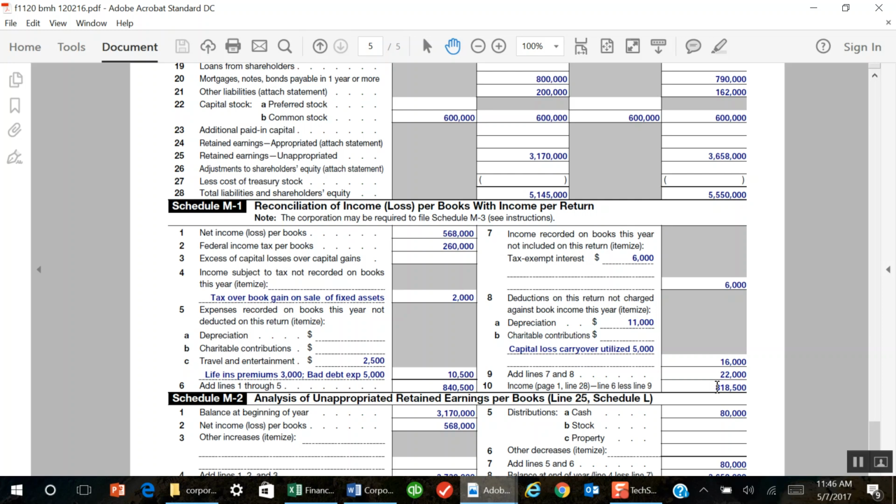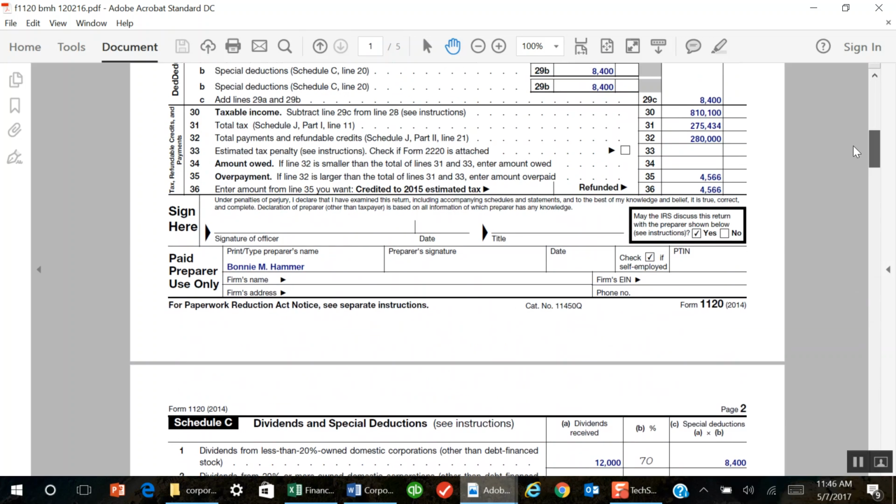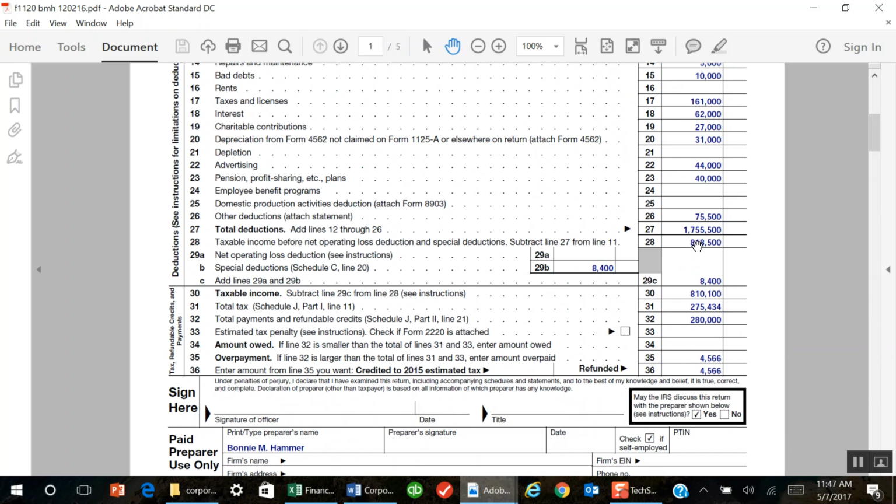And whatever's on line 10, that has to tie to page 1, line 28. So I come up with taxable income of $818,500, and if you go to page 1, line 28, there's my $818,500. Now notice that I also have a special deduction, which is my dividend received deduction that I get.